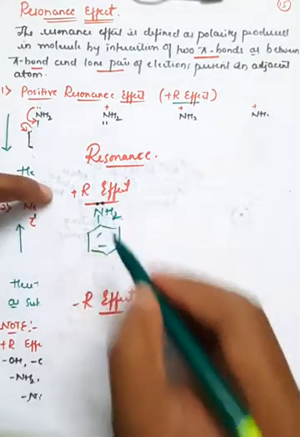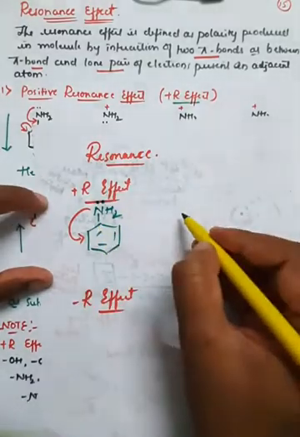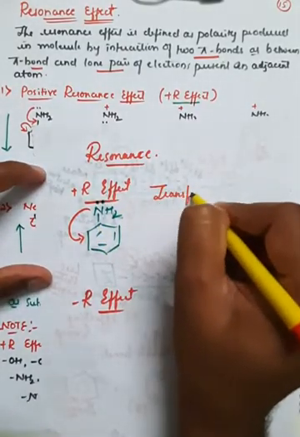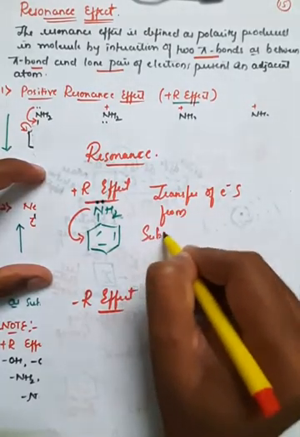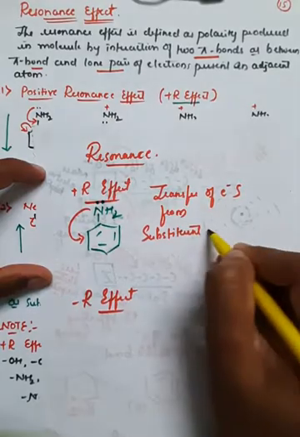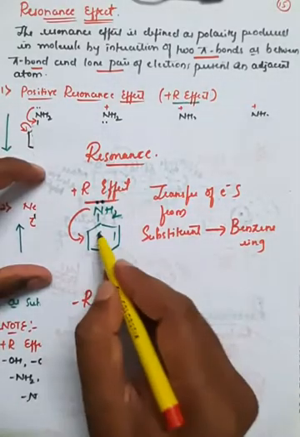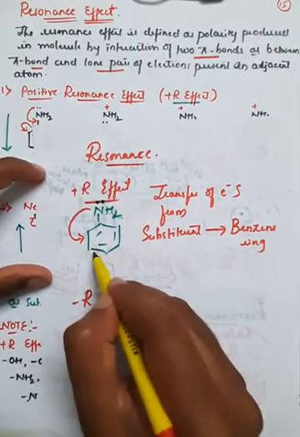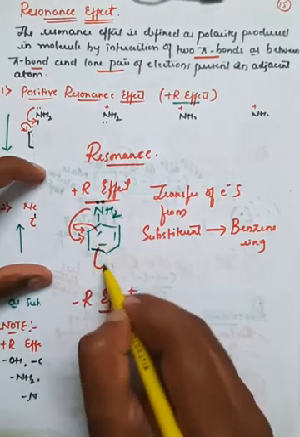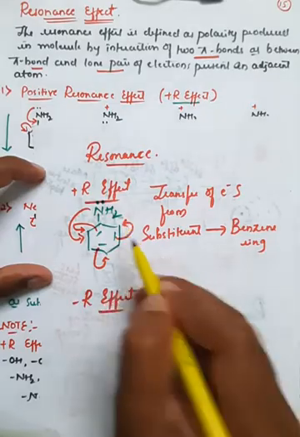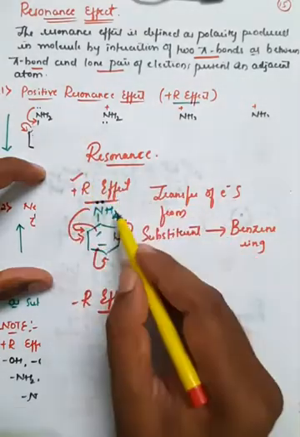Here, the transfer of electrons will take place from the substituent towards the benzene ring. Observe here, the main thing you have to observe is the transfer of electrons from the substituent towards the benzene ring, right? So this double bond will come on this carbon atom, and further this double bond will come on this carbon atom, and this double bond will come on this carbon atom. This is a cyclic process. Due to this cyclic effect, there is a formation of the plus R effect, right?